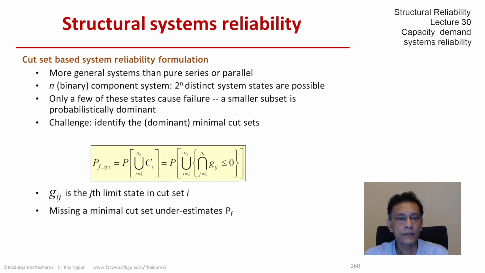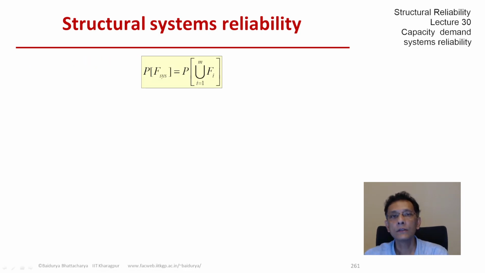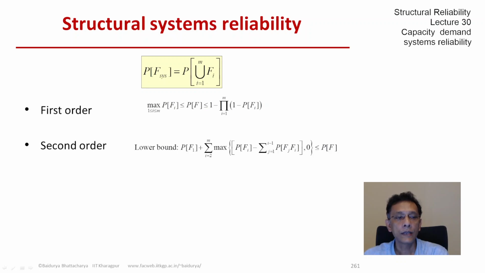Now, this also gives us an idea: are there other approximate ways of estimating the union probability, like what you see here, P of union Ci, I going from 1 to Nc? So there are some very well-known, famous bounds that are put on these union probabilities. There are the first order bounds that you see on the screen, and there are second order bounds, the second order lower bound and the second order upper bound.